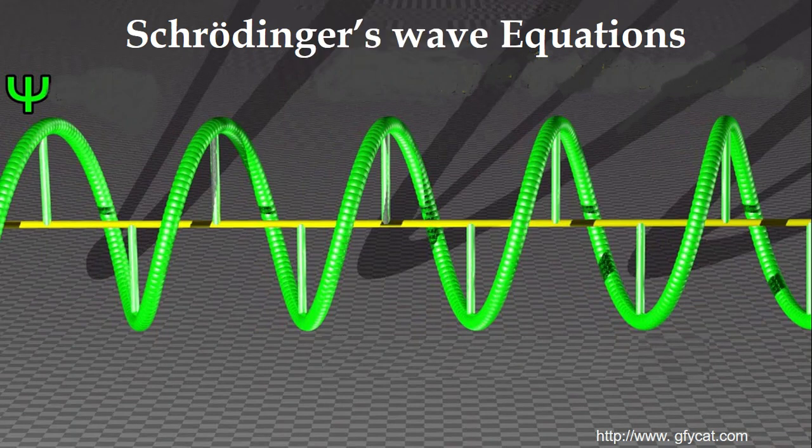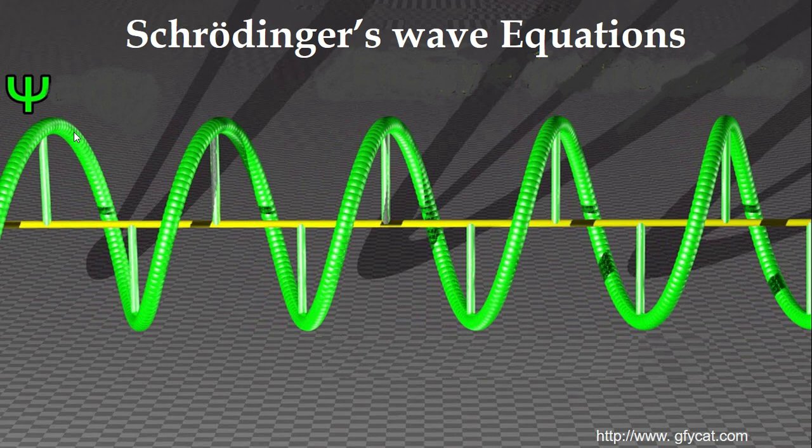Hello everyone. As we know, according to de Broglie's hypothesis, a particle of mass m moving with velocity v has a wave associated with it. Now, if we consider sound waves, the quantity that varies with space and time is pressure. For electromagnetic waves, the quantities are the electric field and magnetic field. And for matter waves, that is the wave associated with the particle, the quantity that varies is psi.